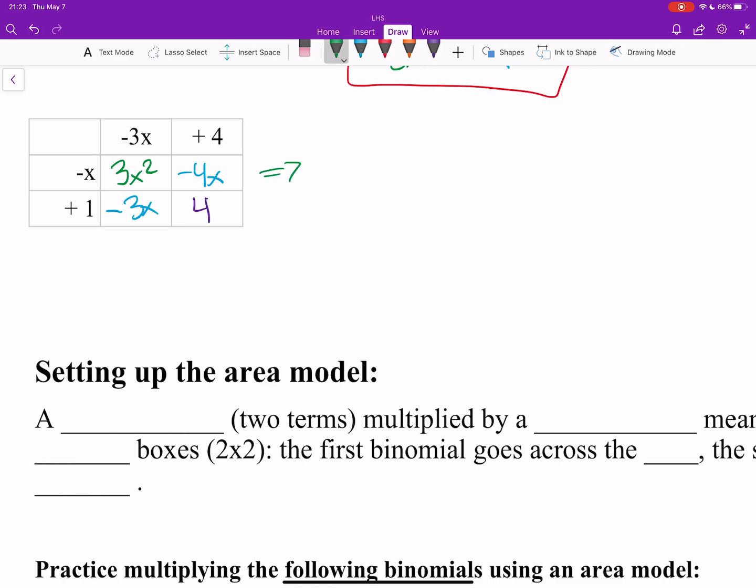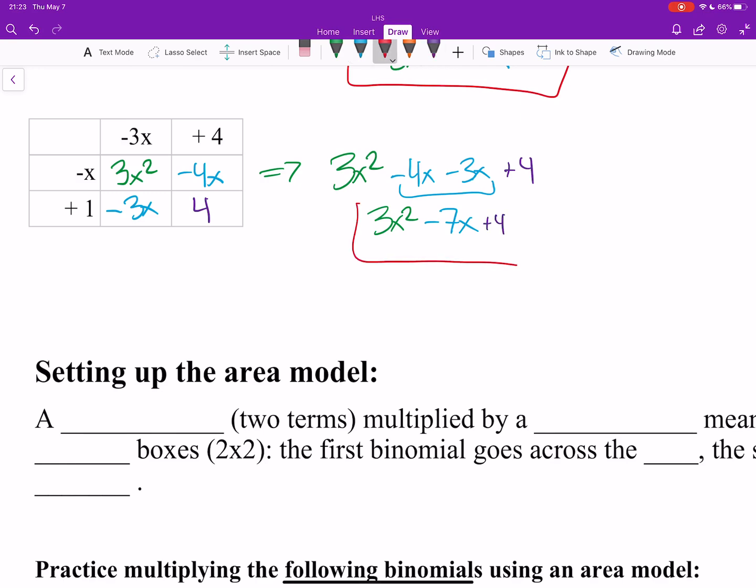Again, next step, let's write those out horizontally. 3x squared minus 4x minus 3x plus 4. Okay, I'm going to bring down that 3x squared, nothing else to combine it with. Going to combine like terms here. Negative 4 minus 3 is going to be negative 7x. Bring down my plus 4. Let's get that red pen out and box it.